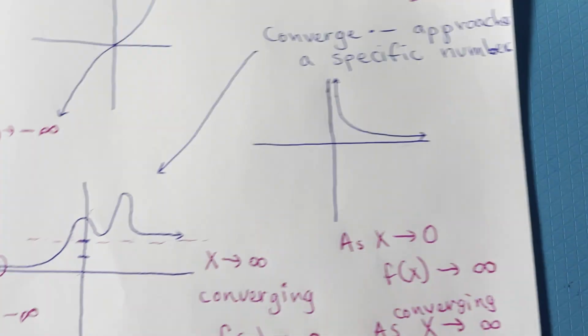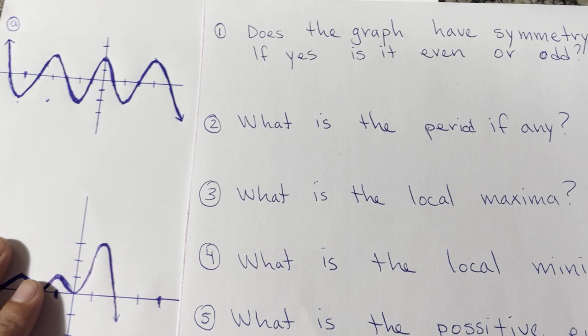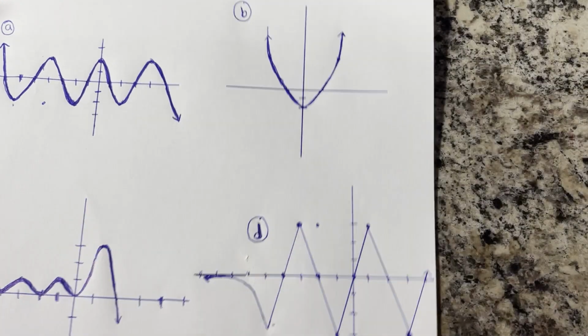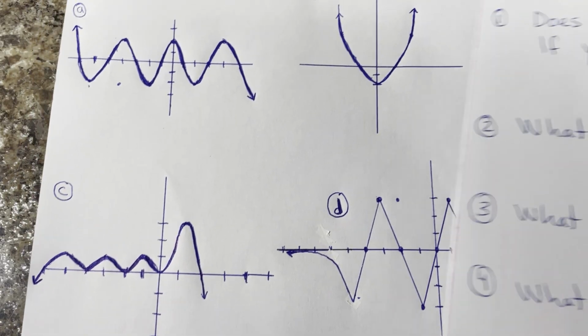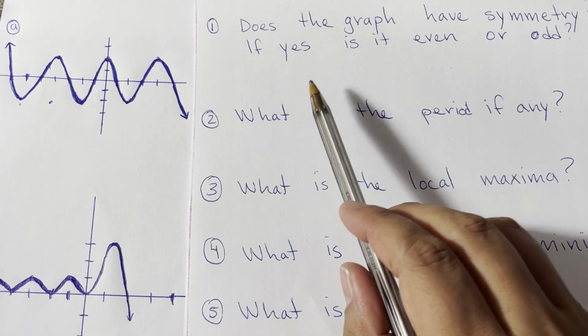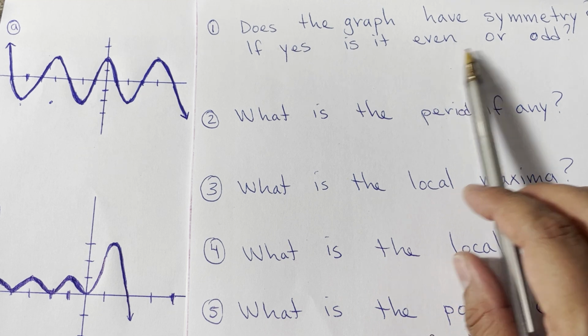Okay, that's converging. And we'll practice with more graphs so that it's a little bit more clear. Now that we reviewed some, I have some graphs in here, and I'm going to be answering some questions about each one of them. So the first question is, does the graph have symmetry? If yes, is it even or odd?